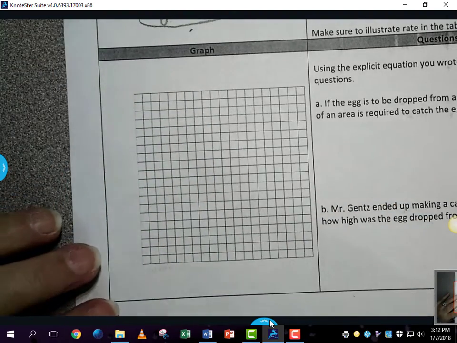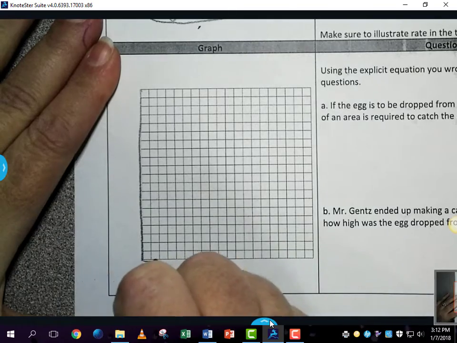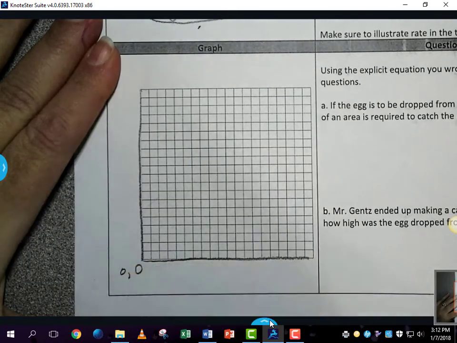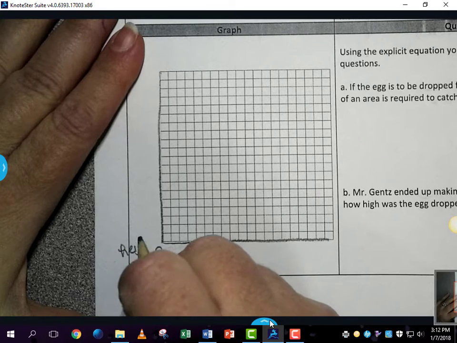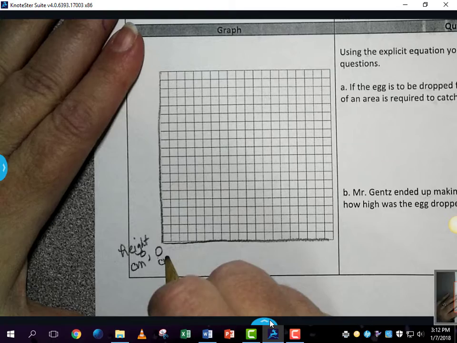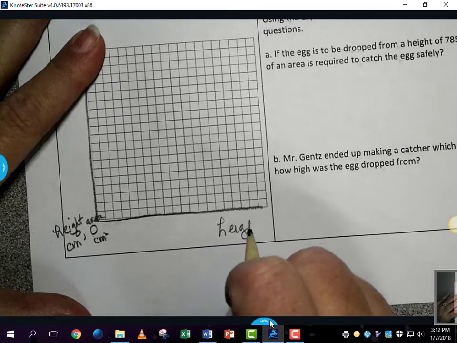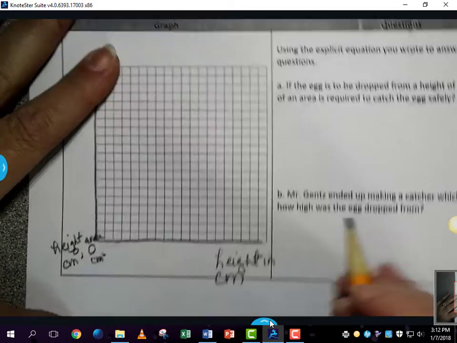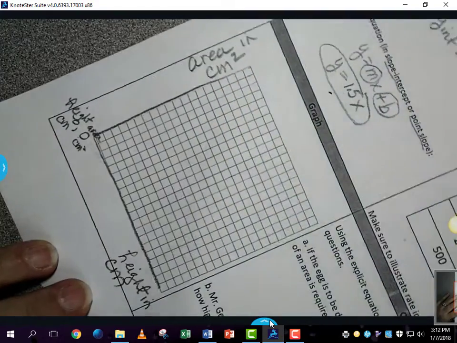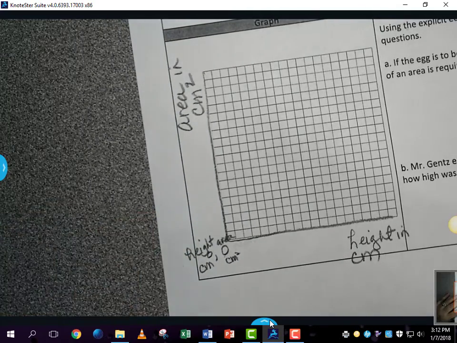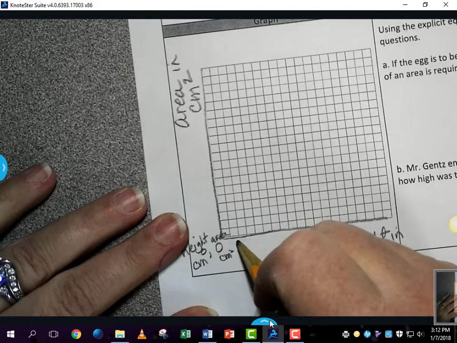So what I'm going to do is go ahead and call this my origin. Okay, so there's 0, 0. This would be 0 centimeters because it's the height, that's my x value. And then I would have 0 centimeters squared because that's my area. So my x stands for height in centimeters, and my y is my area in centimeters squared. So I'm just going to go ahead and count by 5. So 5, and I'm going to count that 10.